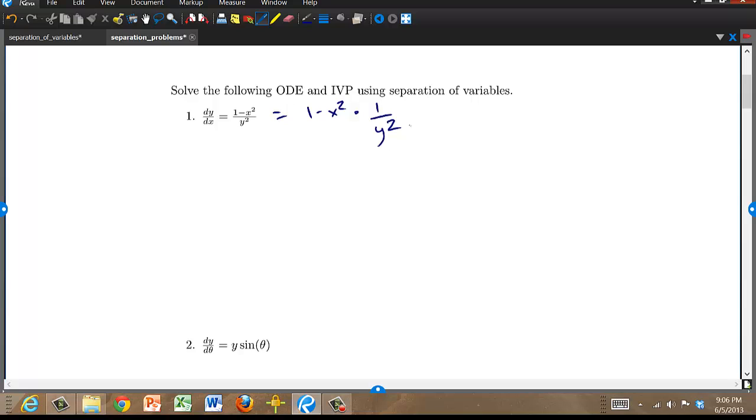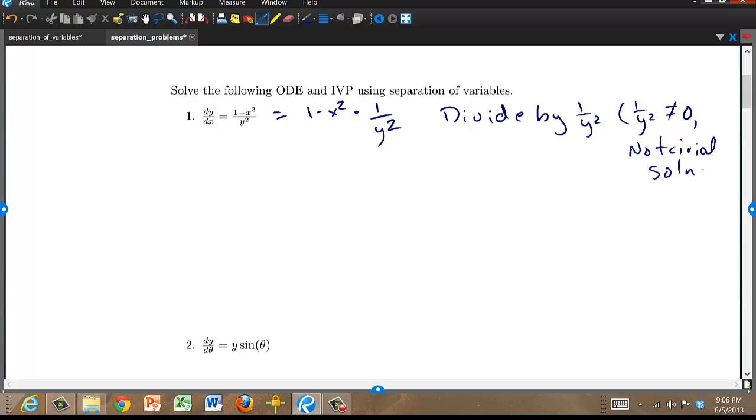All right, and now what we're going to do is divide by 1 over y squared to get all the y's on the left and all the x's on the right. Notice that 1 over y squared is never 0, so no trivial solutions are possible here. So what do we get? We divide by 1 over y squared, and we find that y squared dy/dx has to be equal to 1 minus x squared.